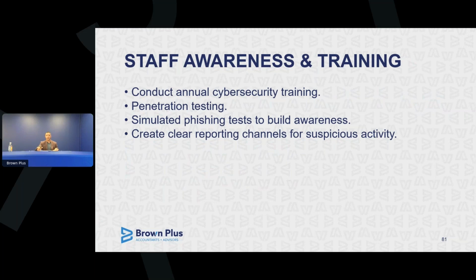And then create clear reporting channels for suspicious activity. What do you and your team members do when you receive an email, or a voice call, that you think could be suspicious? Make sure that you have those channels clearly communicated to your team members. Do you just delete the email? Do you forward it to your help desk and then delete it? You should have clear channels so that everyone knows what to do in case of any type of suspicious activity.